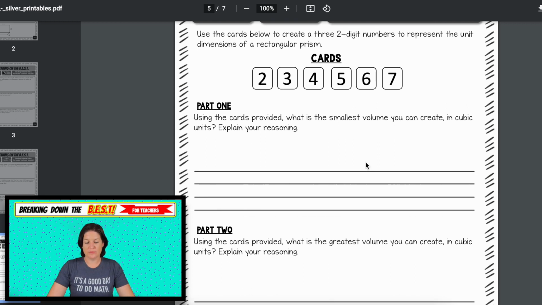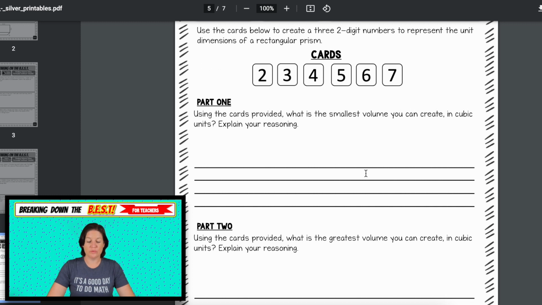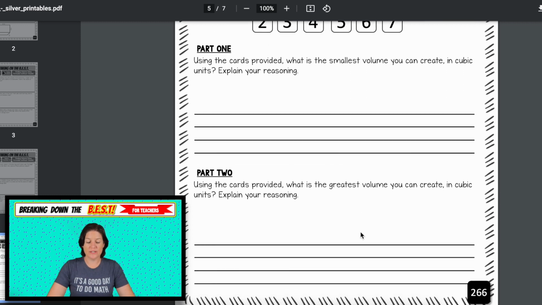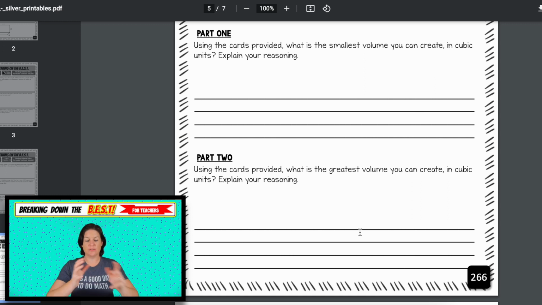So using the cards provided, what's the smallest volume that you can create? And what's the greatest volume that you can create? So they can see the relationship of how to increase the volume or decrease the volume.